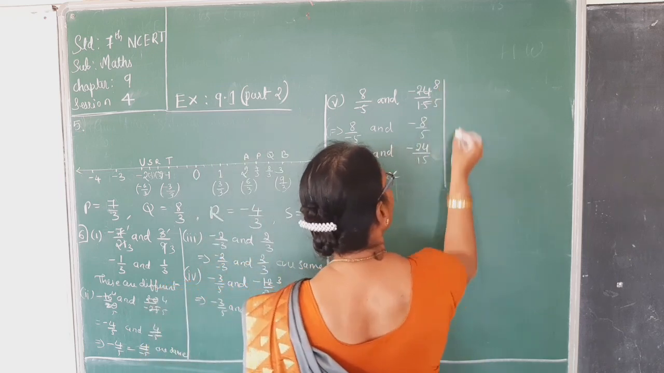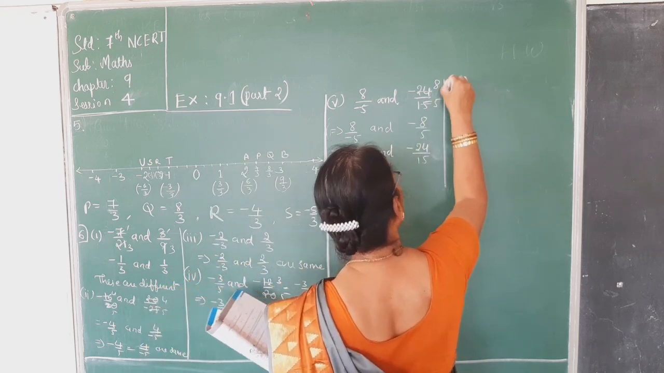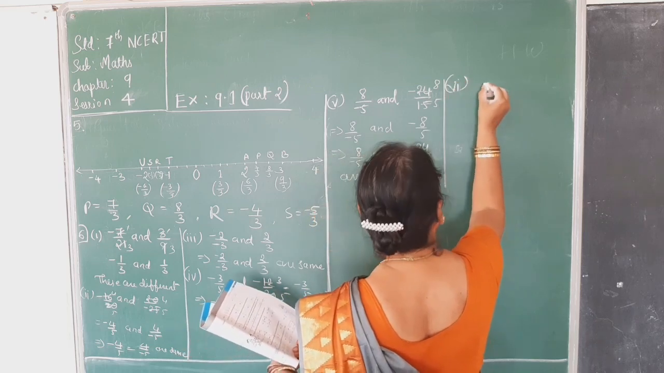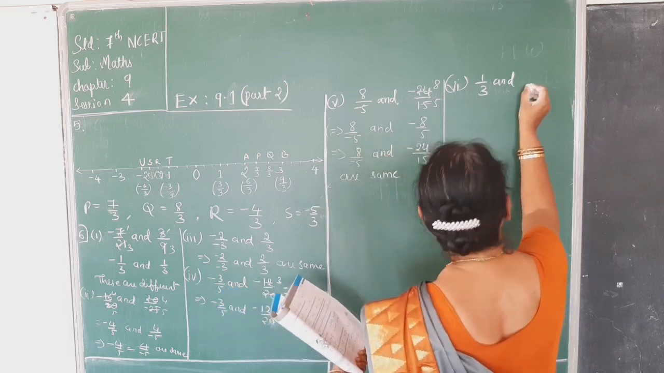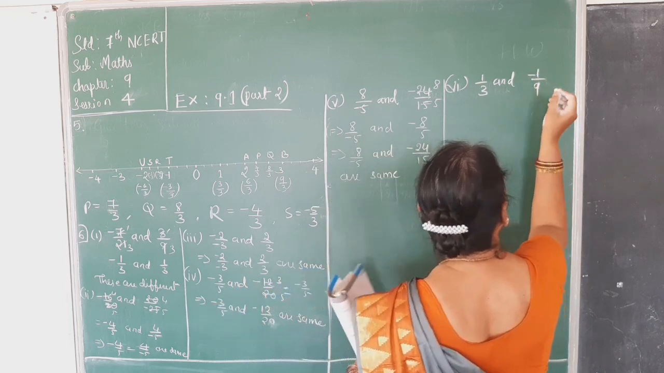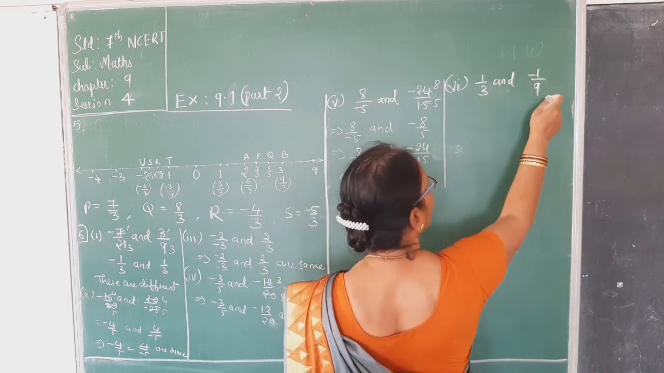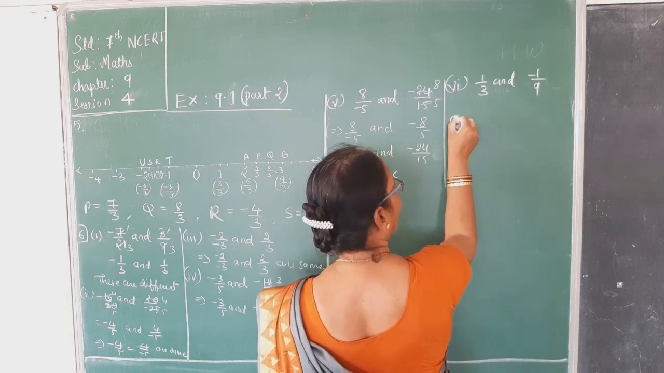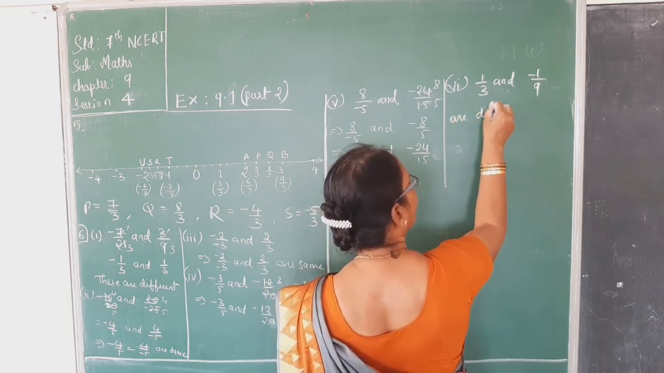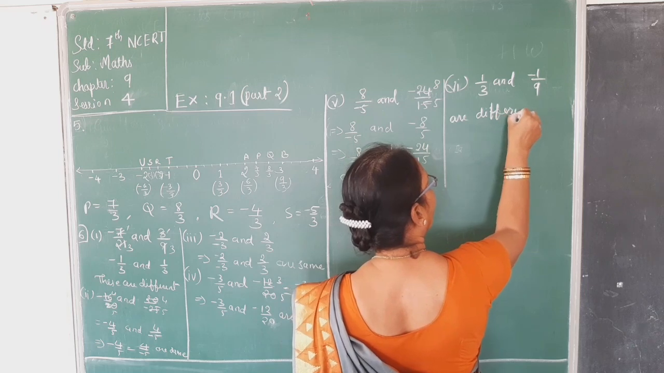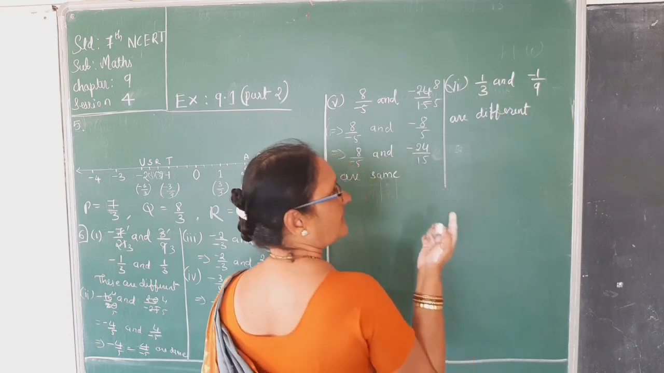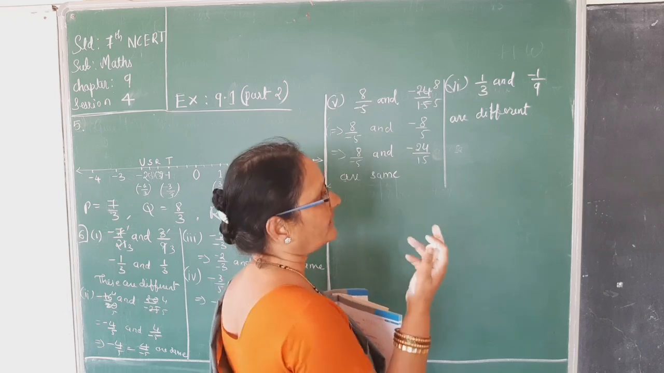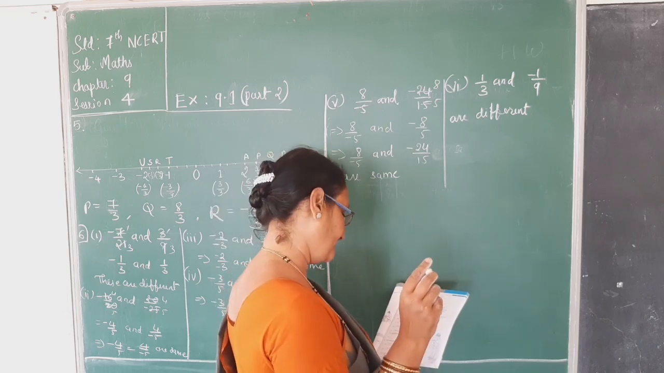Next comes the sixth one. The same way, the sixth one we will do, 1 by 3 and minus 1 by 9. See, 1 by 3 and minus 1 by 9 are different only. We cannot cancel them, and they are in the simplified form. They are different only.